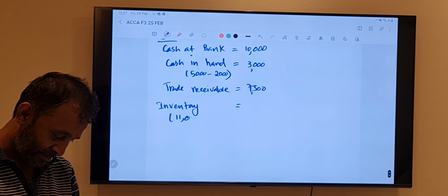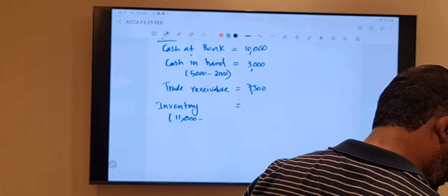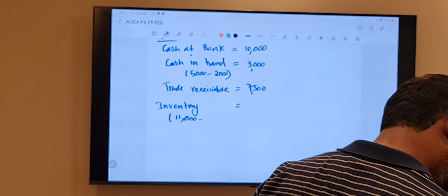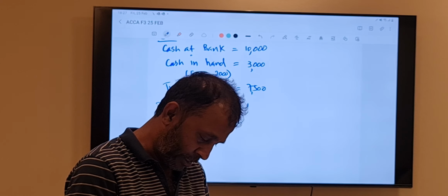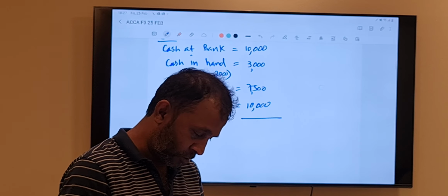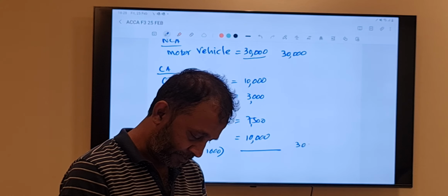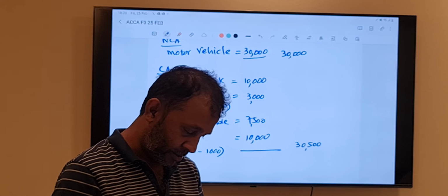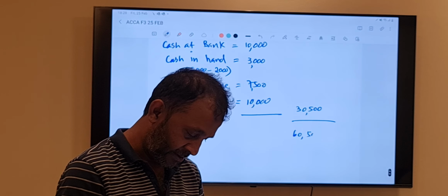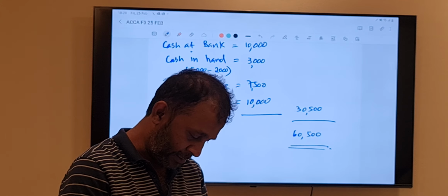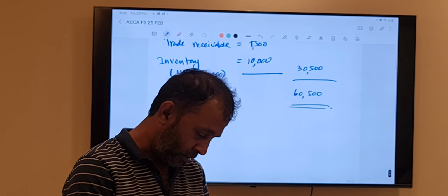This is 7,500 from before, that is receivable, no? In your previous example, yes. So 11,000 minus 1,000, now again 10,000. So we take the total of these four: 30,000, 30,500. So the total of these two is 60,500. And we say that total assets is 60,500.